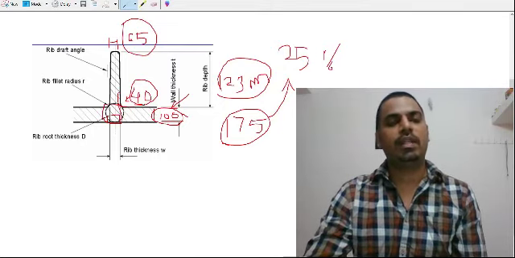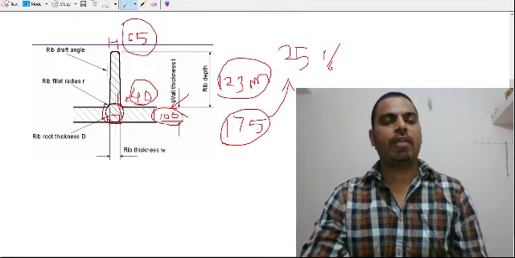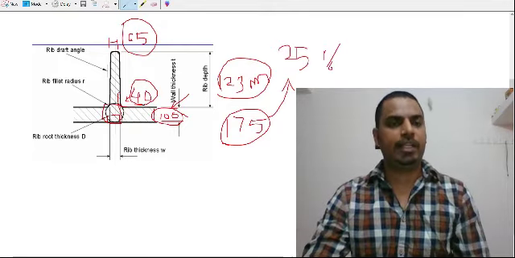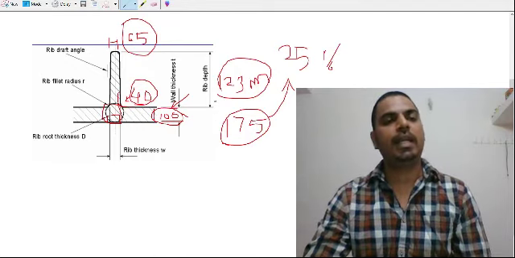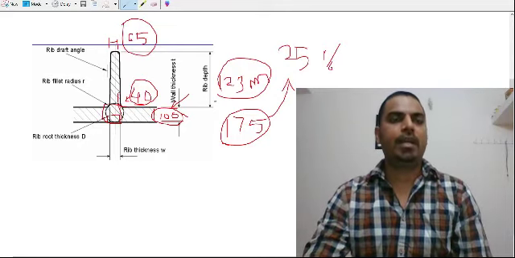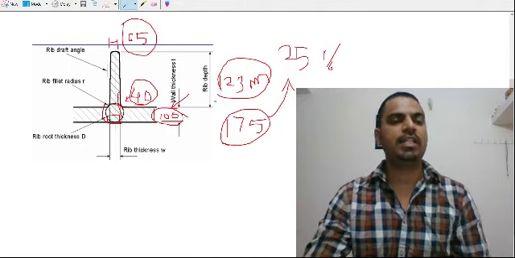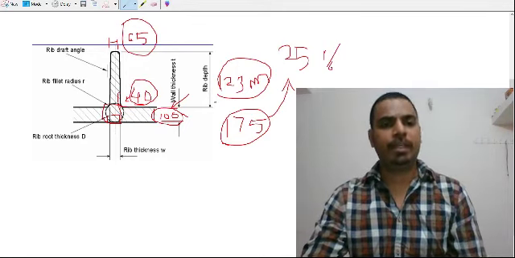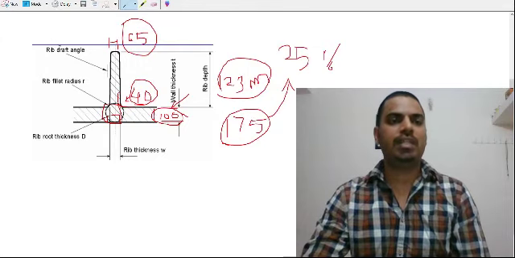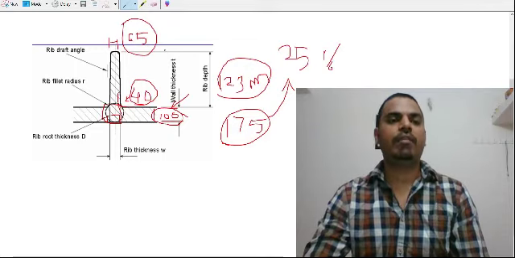There are parameters like the rib depth should be 5 times the rib thickness. That means we can use a rib depth which is equal to 5 times the rib thickness. And one more parameter is that ribs should not be closer to each other. The distance between the ribs should be 2 or 3 times the rib thickness. So these are all things we need to consider while designing a rib for a given plastic part.